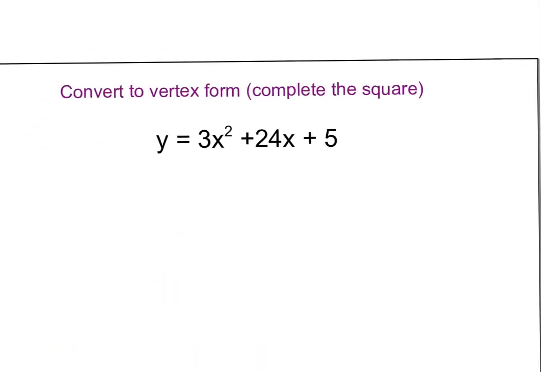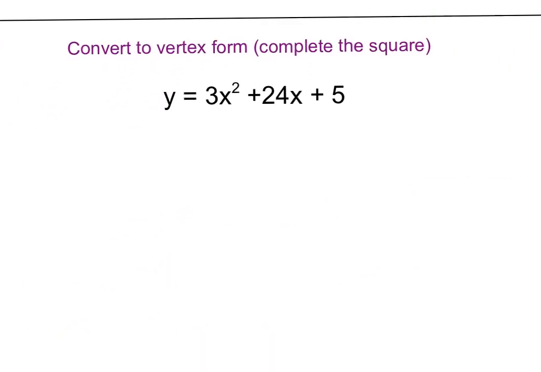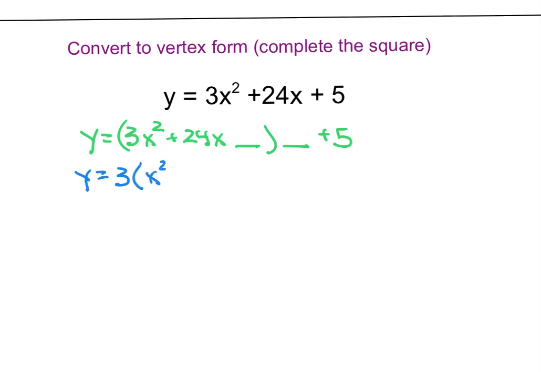Let's try one more. Convert to vertex form. We've got standard form. To change to vertex form, we'll complete the square. I'm going to start how I always do and kick that c value out of the kitchen. So I have the 3x squared plus 24x, blank, parenthesis, blank. The plus 5 goes out on the end. And then I look here and I definitely see I have a GCF of 3 I can pull out of my a and my b value.